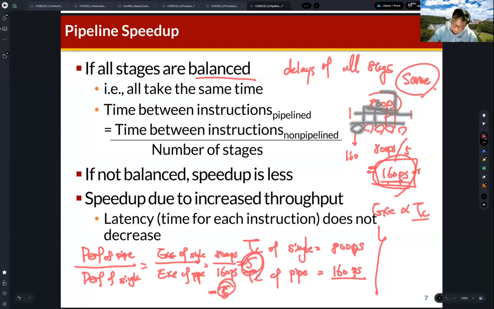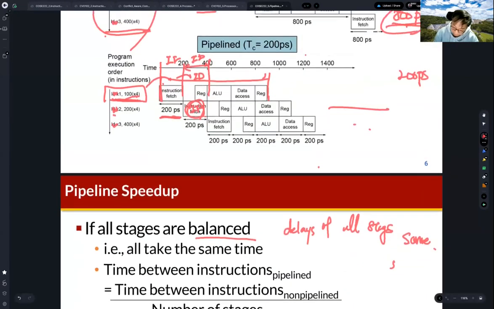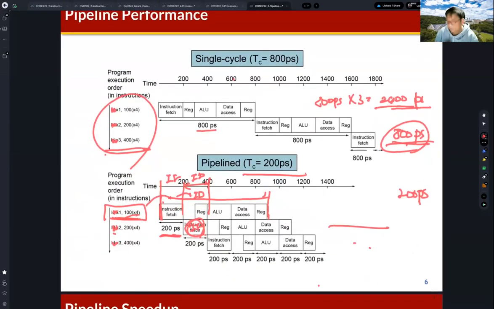But in the previous example, what is the clock cycle of the pipeline architecture? The clock period of the single cycle processor was 800 picoseconds, right? But in the previous example, the clock period of the pipeline architecture is 200 picoseconds. Why?